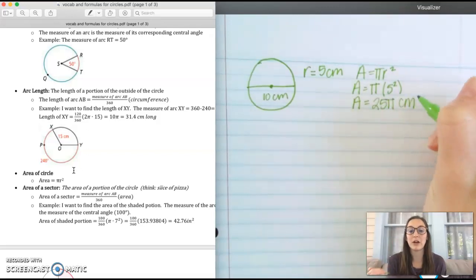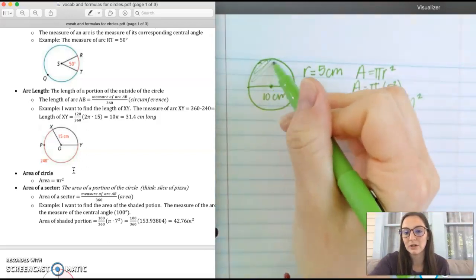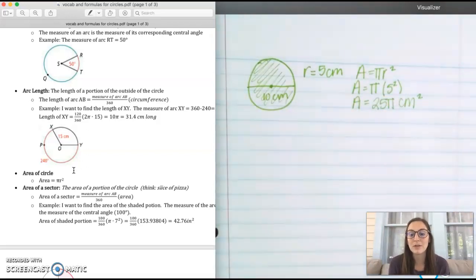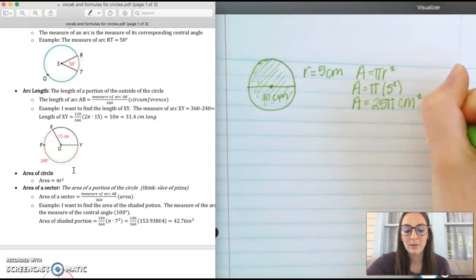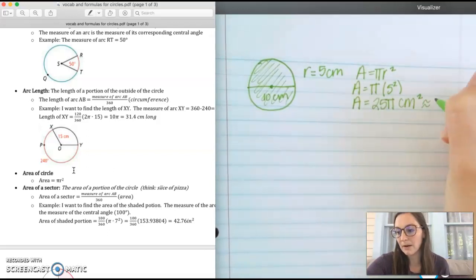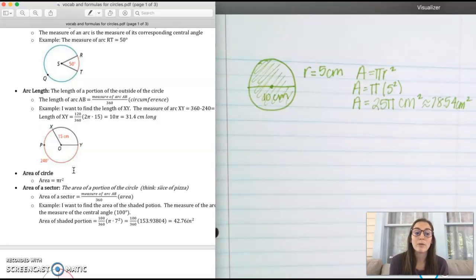So now that we're working with area, we're talking about filling in that entire shape. So if we were to paint this circle, what would our area be? So that's why it's centimeters squared. And then if we wanted the approximate answer, we would get 78.54 centimeters squared. So again, we're always working with square units here when talking about area. And we're looking at the area of a sector that's also in squared units.